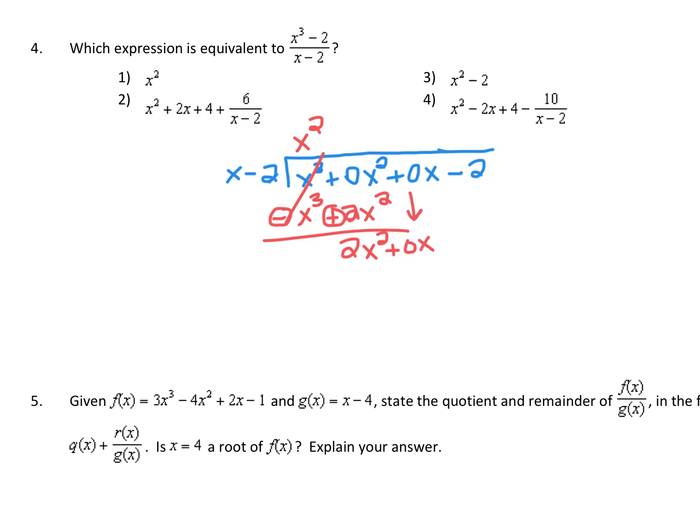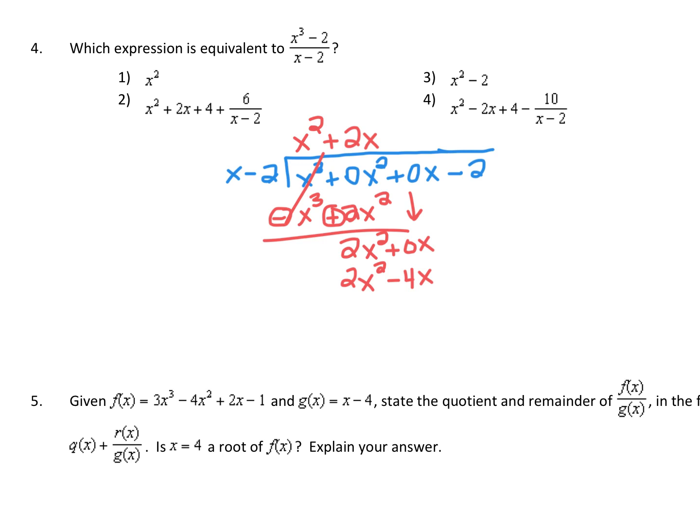All right, let's start this process again. So you want to say to yourself, what do I multiply x by to give me 2x squared? Well, we'd have to multiply that by 2x. So I'm going to put a plus 2x on the top. Okay, don't forget your plus sign. All right, so 2x times x is 2x squared. And 2x times negative 2 would be negative 4x.